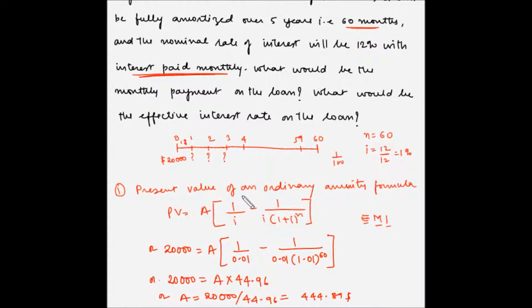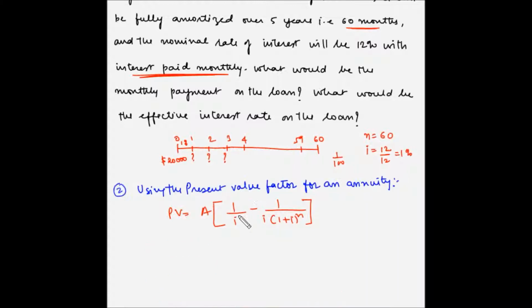Let us look at another method of solving the same problem. The second method that we are going to look at is using the present value factor for an annuity, also known as PVFA. So basically what has been done is that in this formula, this portion has been standardized and the values of the combination of I and N have been used to create a table with the value of the entire calculation. So the table looks something like this.